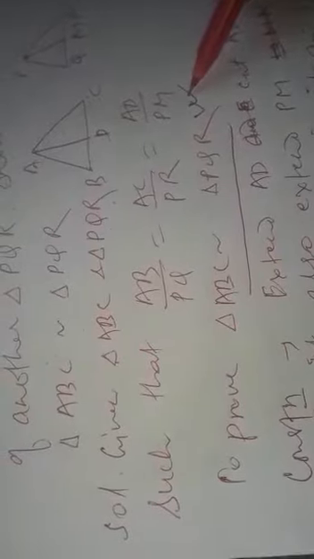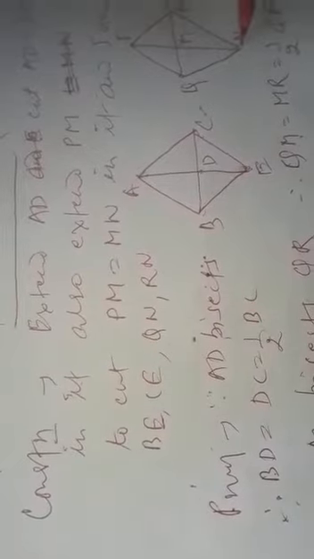Now for that, what will we do? We will do some construction. We will extend AD in such a way that AD will be equal to DE, and then we join EB and EC. Similarly, we will extend PM over here to N such that PM will be equal to MN. This is our construction, and we join QN and NR.